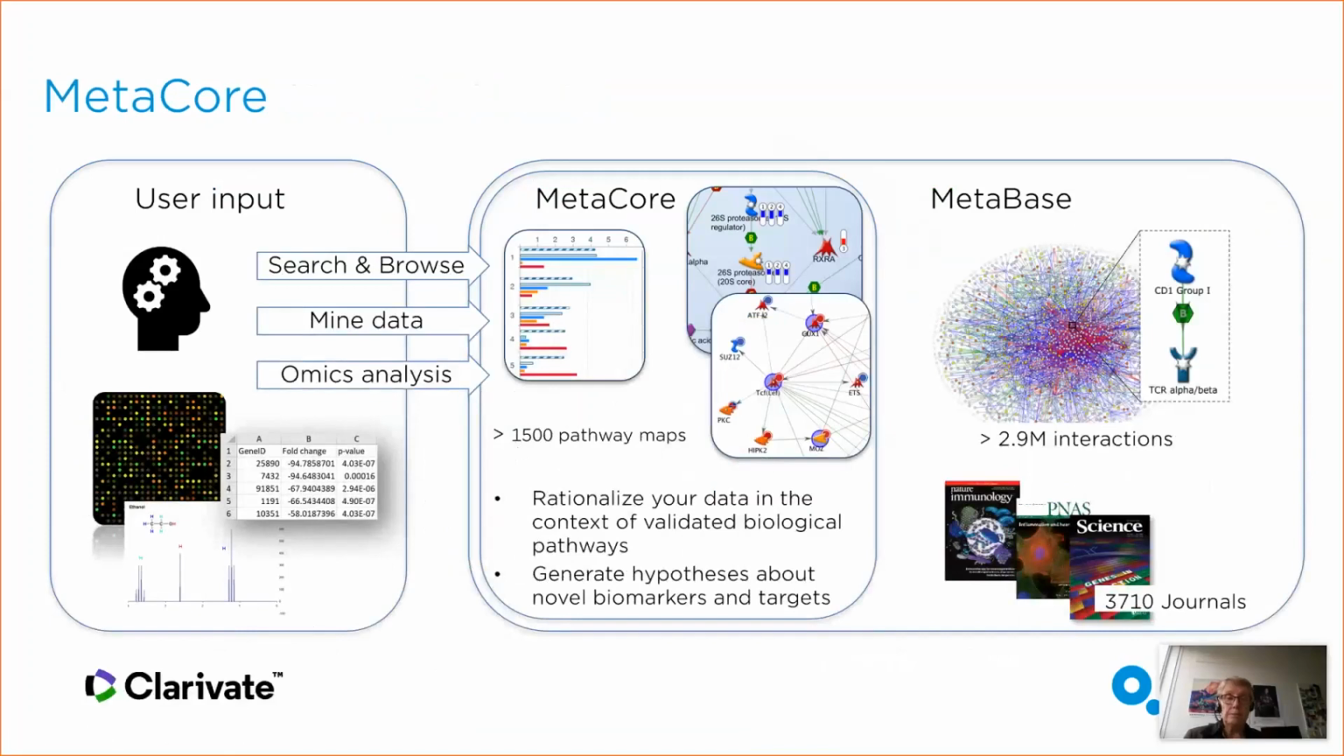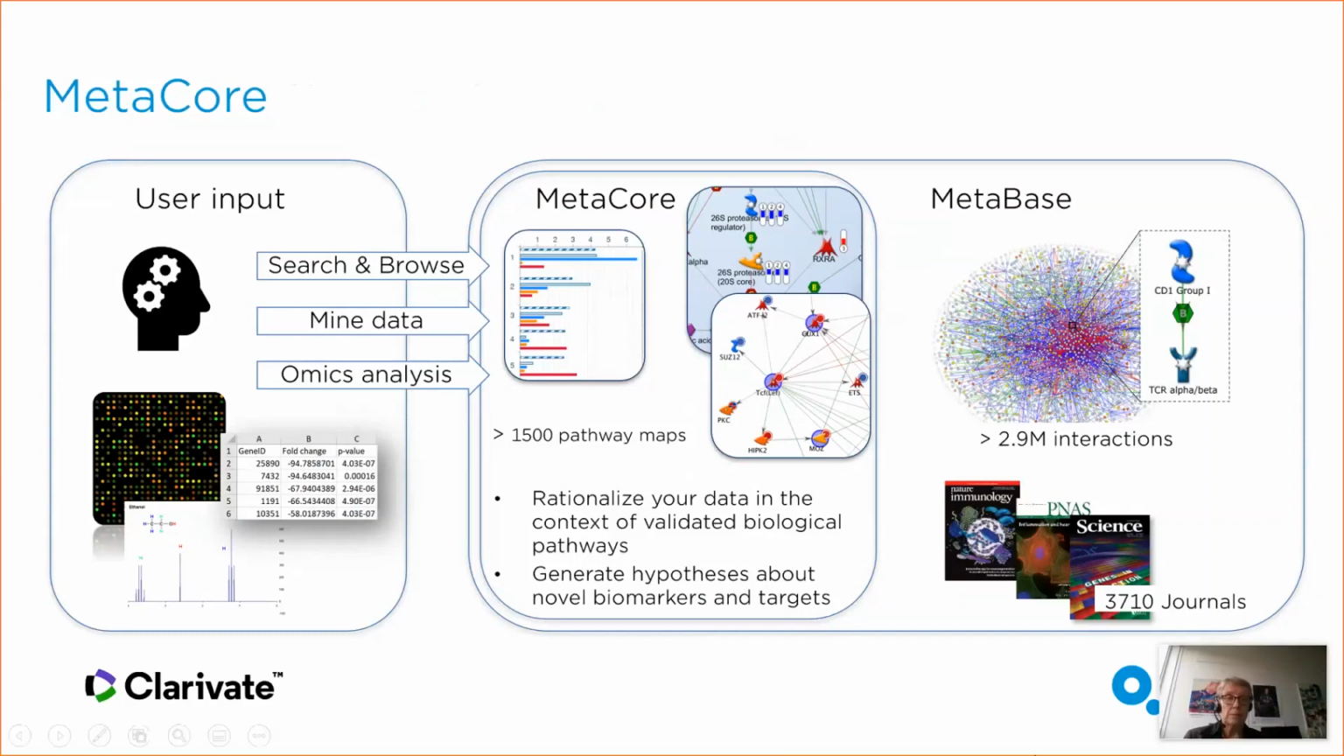Okay, so as Anne said, MetaCore is a database for exploring the underlying biology behind your omics experimental results. Over on the right-hand side, Metabase is the core content database that sits under the hood. It is a molecular interactions database. We have almost 3 million interactions there. And an interaction is just a straight interaction between molecule A and molecule B.